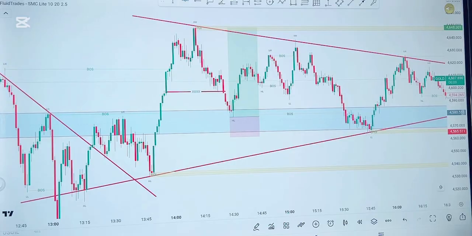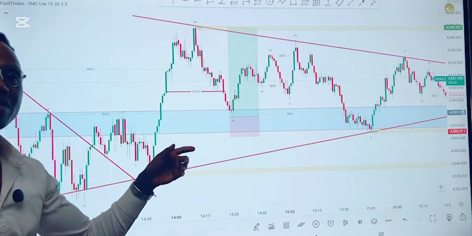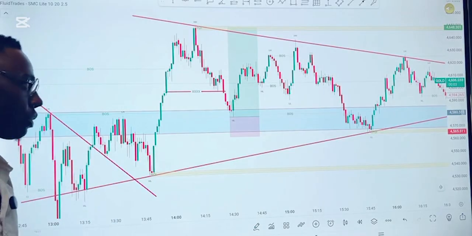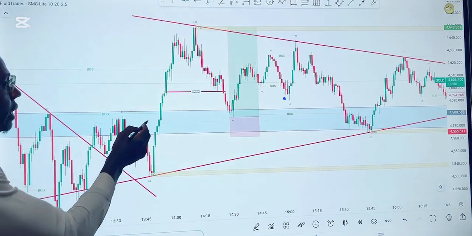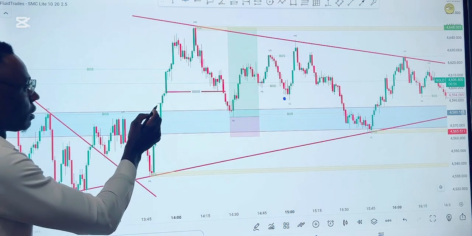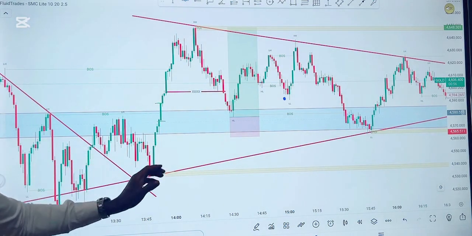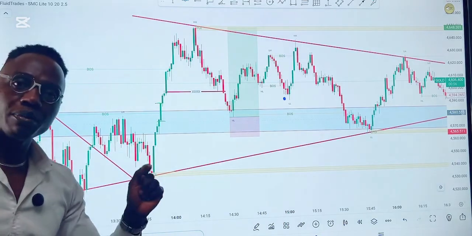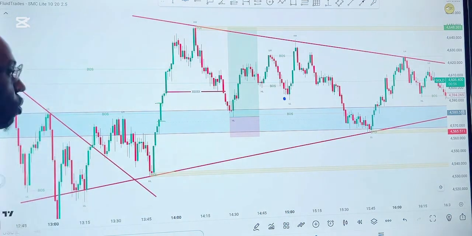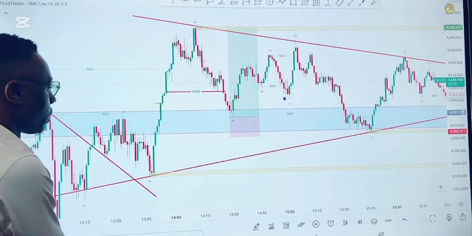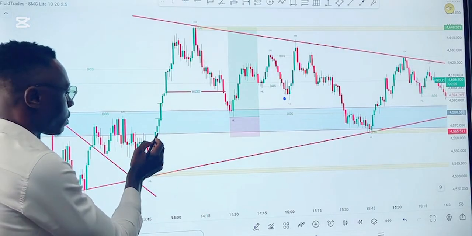Now we said an order block should have, if you see a momentum candle, below that momentum candle there's an order block. We found this momentum candle here. This candle is a momentum candle. And after the momentum candle, the candlestick below the momentum candle is an order block. So where is our order block? This is our order block.